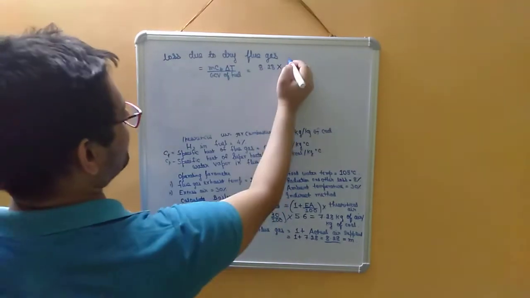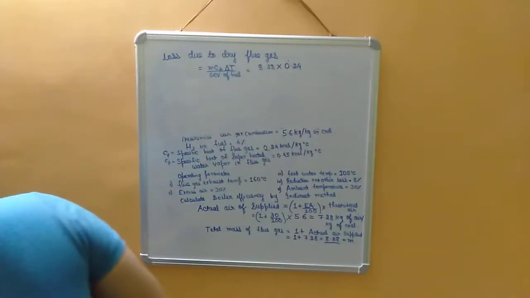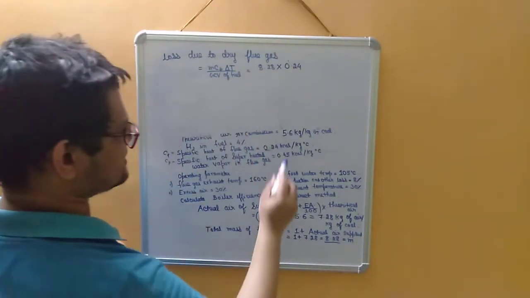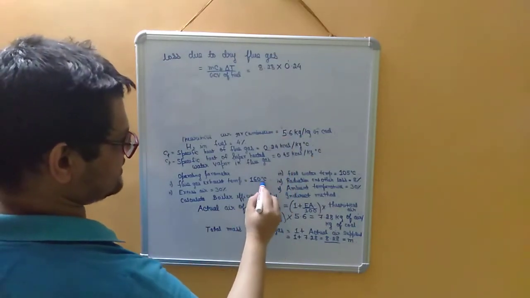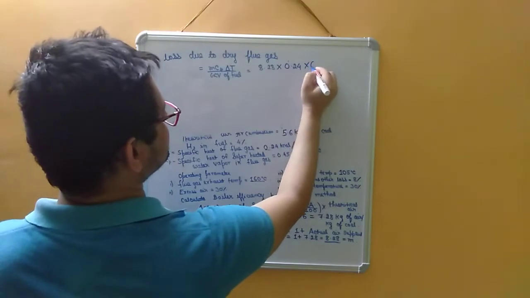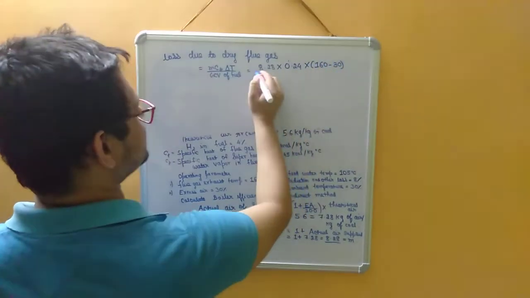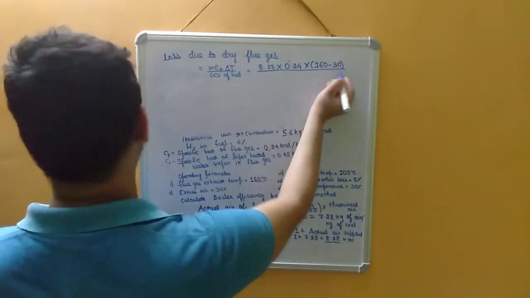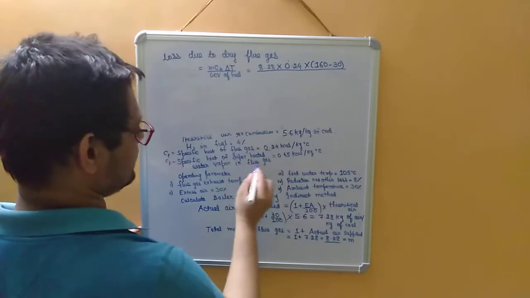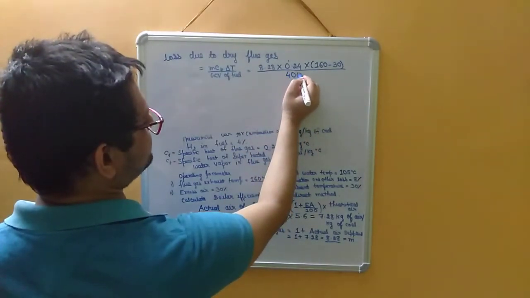We put here 0.24. Now it is the change of temperature. Del T is the change of temperature, that is 160 minus 30. That is the change in temperature divided by the gross calorific value of fuel. The gross calorific value of fuel, as mentioned earlier in the data, is 4000.